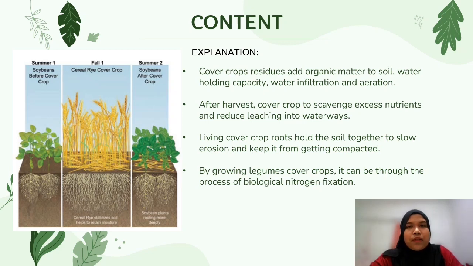By growing legume cover crops, nitrogen can be added through the process of biological nitrogen fixation. For example, plant legume cover crops before heavy feeder crops to supply them with nitrogen. It is because nitrogen is one of the most critical nutrients for crop growth.